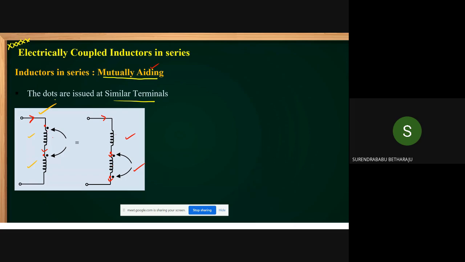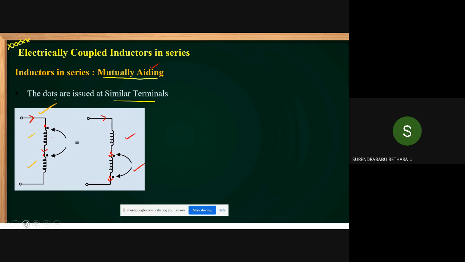Then, in the case of mutually aiding, the flux due to both the coils is aiding. That is the meaning. Mutually opposing means the flux due to both the coils is opposing. That is nothing but mutually opposing, students. Clear? Okay, this is a mutually aiding connection because the dots are placed at similar terminals.